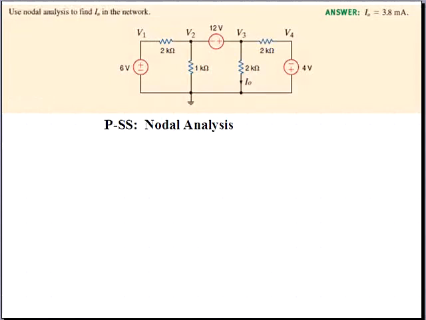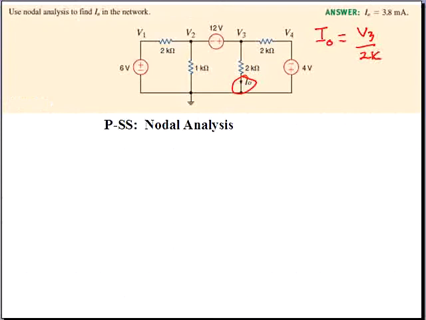This is Learning Assessment Problem 3.9. In this problem, we're requested to use nodal analysis to find a current I sub O in the circuit. Since this is a nodal analysis problem, we'll first obtain values for node voltages and then use an auxiliary equation to determine the current I sub O being equal to the node voltage V3 divided by 2K.